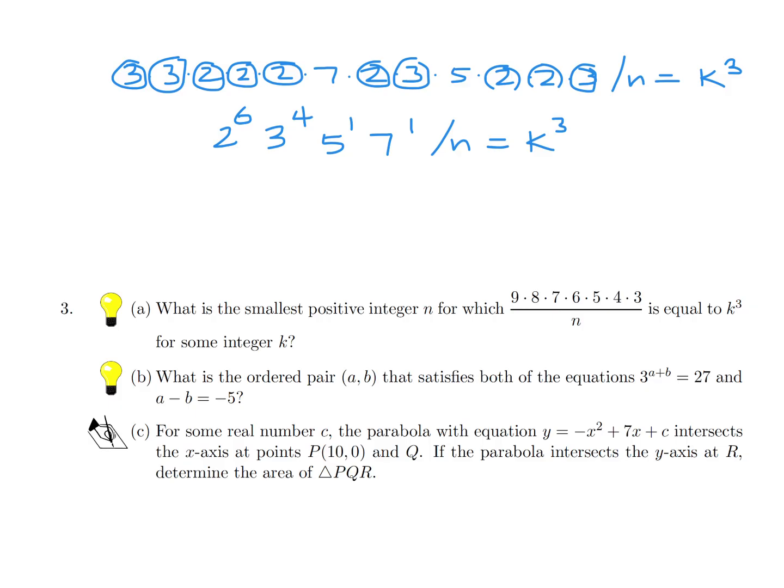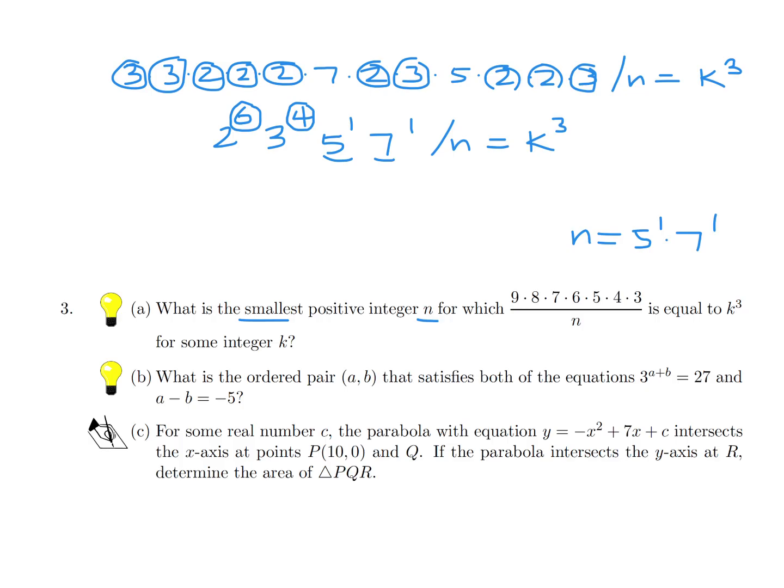What is the smallest possible value? Okay, I think I understand. So basically what they're saying is when we divide through by n, it's going to be a cube. And what's the way we can do that to make n the smallest? Okay, well, I can get rid of the 5 and the 7. That would immediately get rid of those. But it still wouldn't be a cube, because to be a cube, these exponents have to be multiples of 3.